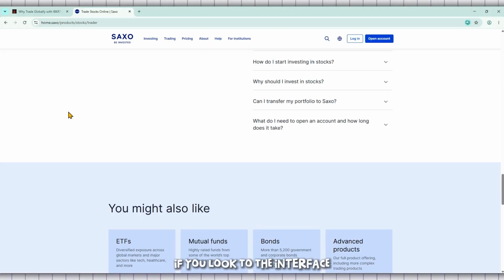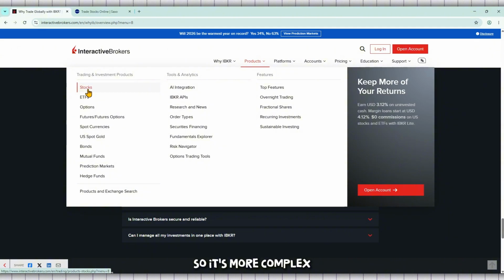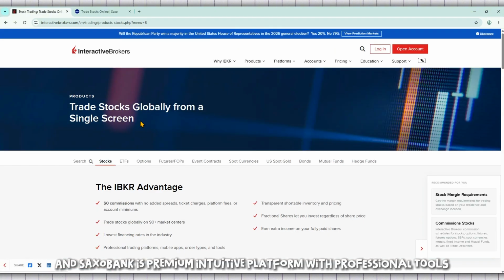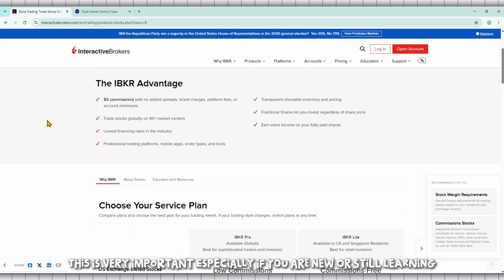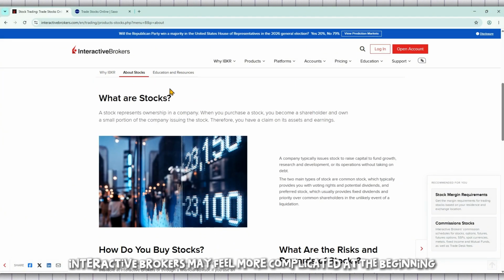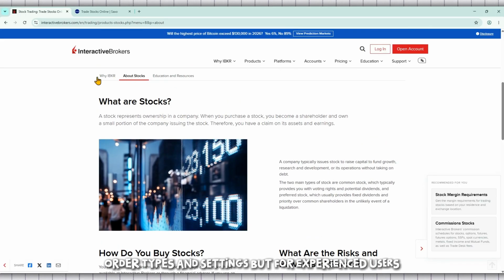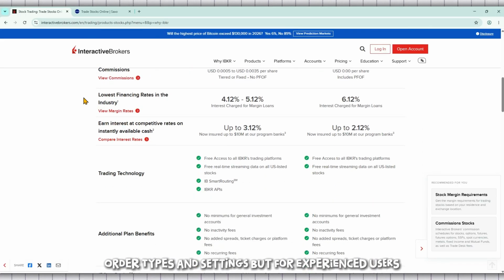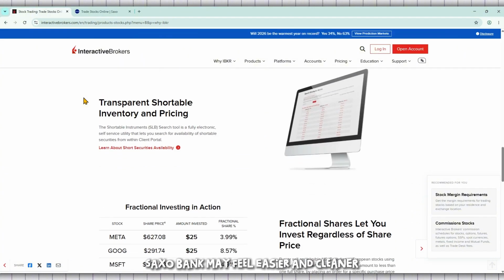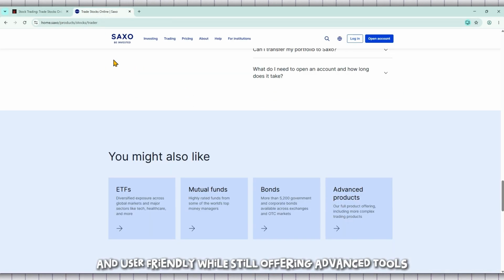If you look at the interface, Interactive Brokers is powerful, but it's a professional platform, so it's more complex. And Saxo Bank is a premium, intuitive platform with professional tools. This is very important, especially if you are new or still learning. Interactive Brokers may feel more complicated at the beginning because it has many features, charts, order types, and settings. But for experienced users, that power can be a big advantage. Saxo Bank may feel easier and cleaner because the platform is designed to look more premium and user-friendly while still offering advanced tools.